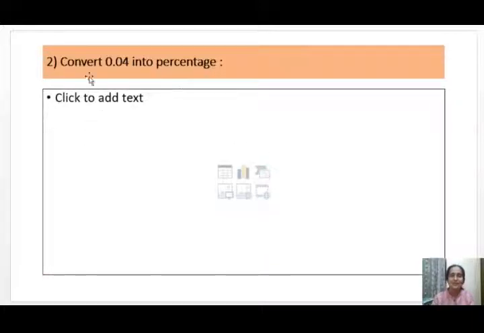Convert 0.04 into percentage. How to convert 0.04 into percentage? You have to multiply by 100%. That is 0.04 into 100%. Yeah, the digit has to move. When you are multiplying by 100, the decimal point will move 2 digits to the right. So the answer is 4%.